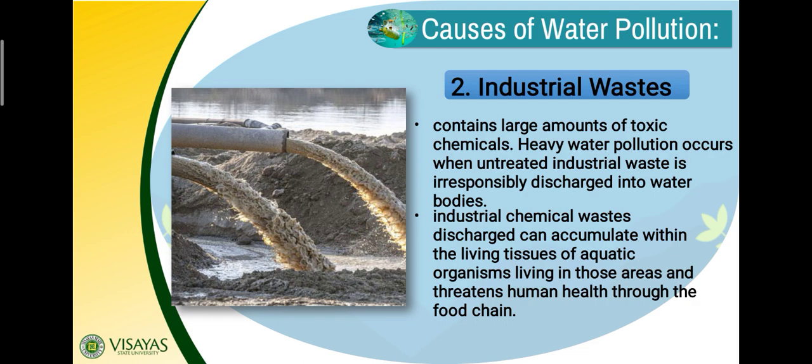Now, another cause of water pollution is industrial waste. Industries can also be considered a major source of water pollution. Considerable numbers of factories are known to release effluents to different bodies of water without being adequately treated. In this way, industrial chemical waste discharge can accumulate within the living tissues of aquatic organisms living in those areas.